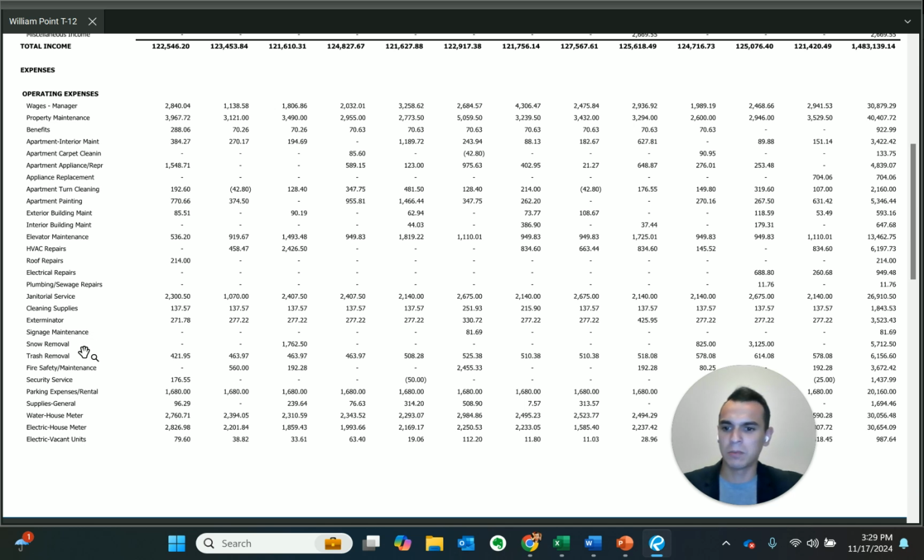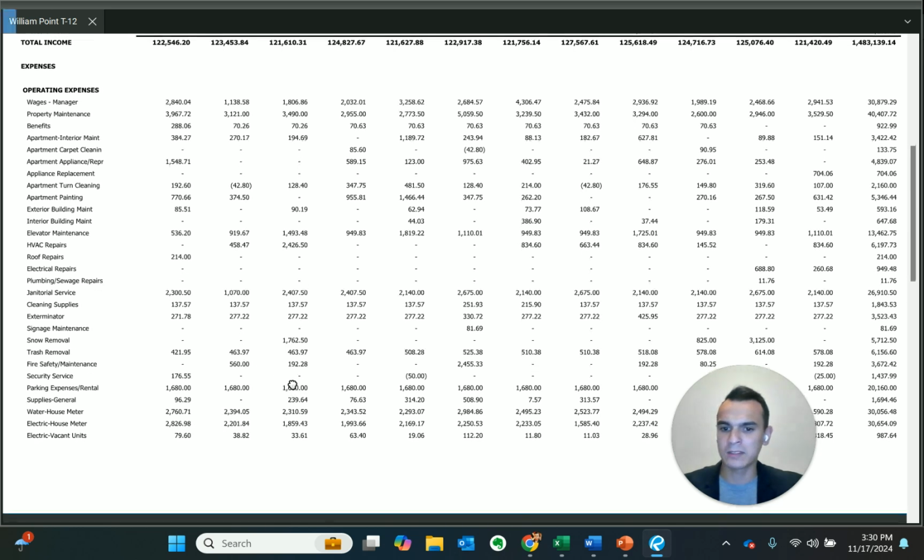Signage maintenance is minimal. Snow removal. This is an interesting one. This deal itself is in Ohio. I noticed that it has numbers for this month and a couple of months here. So maybe they do it on an as needed basis. Maybe the maintenance team takes care of light snow removal. But if there's like a blizzard or some larger snow removal need, they'll call in external help. That's what I can deduce from this.